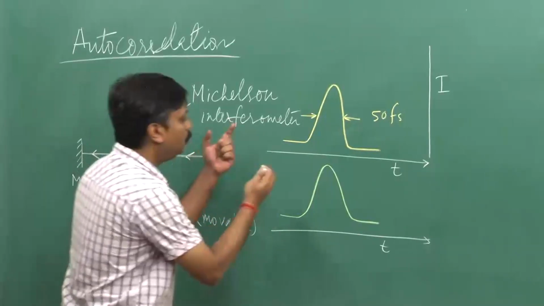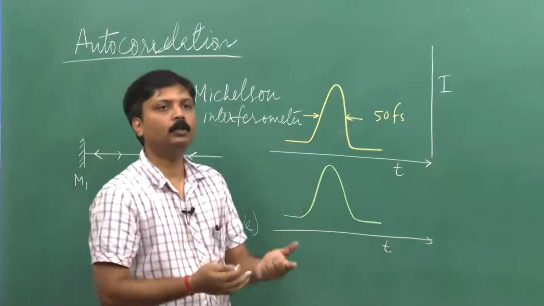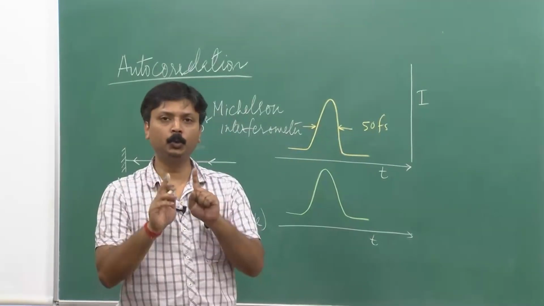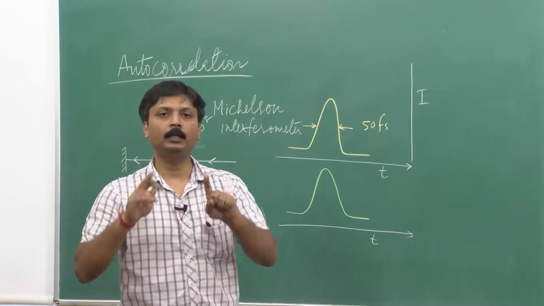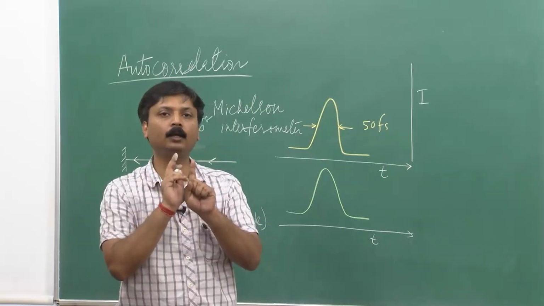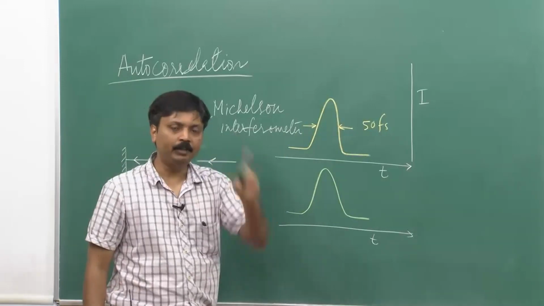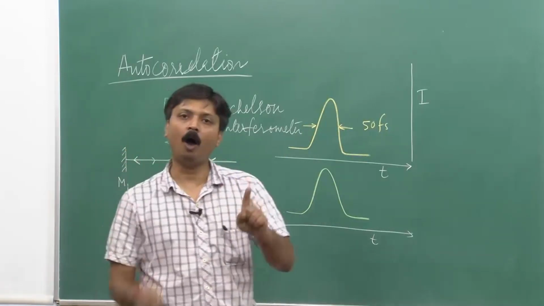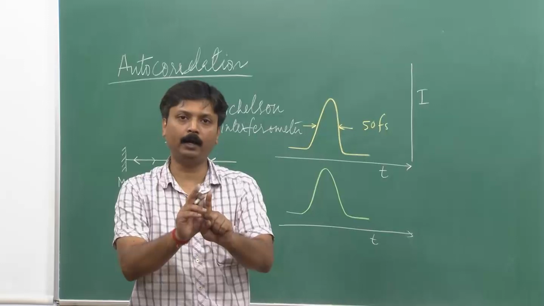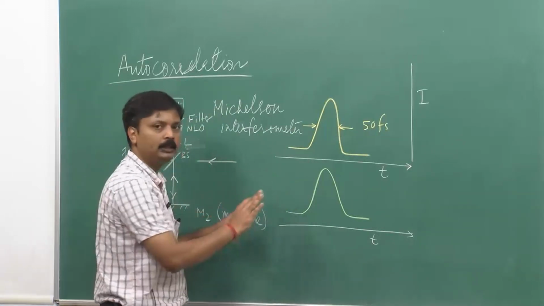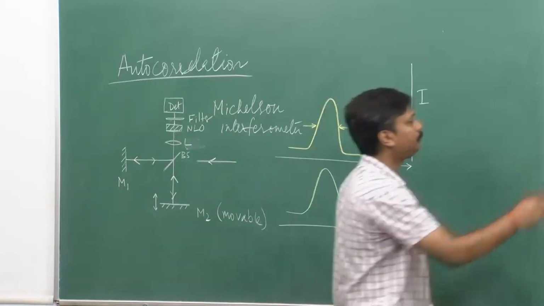So second harmonic generation or any other nonlinear process takes place when two or more photons are mixed within a nonlinear medium. So the efficiency of the process will depend on how many photons are taking part there. Now let us look at this process very clearly.